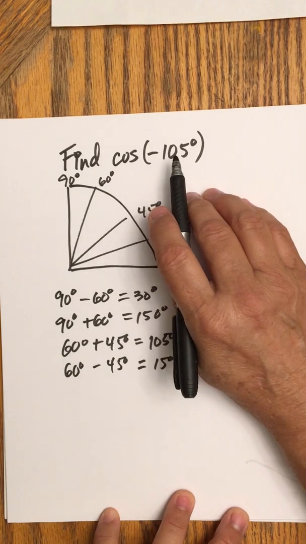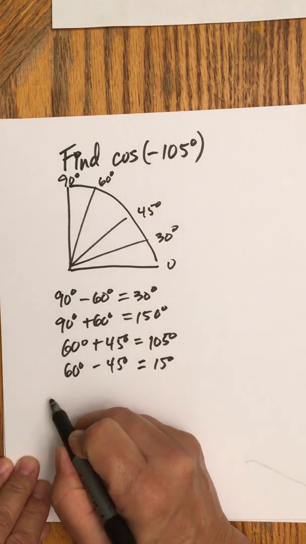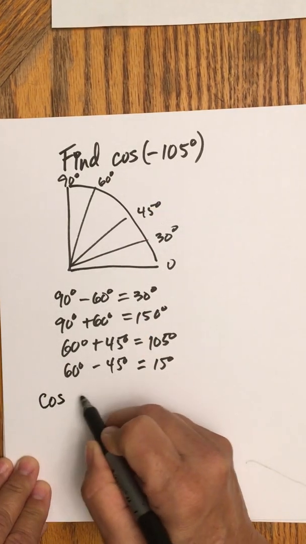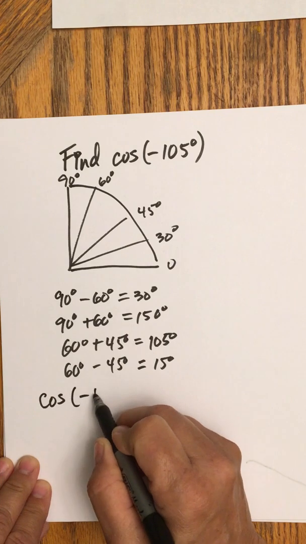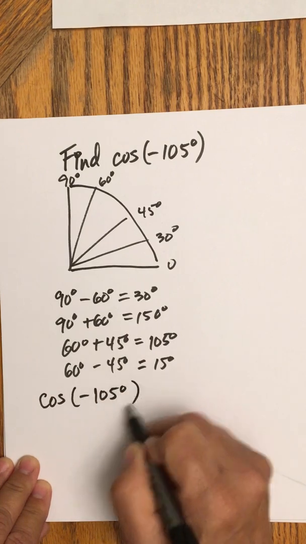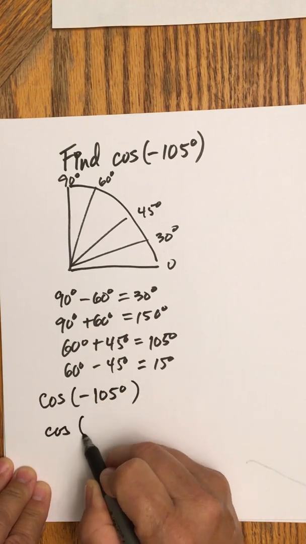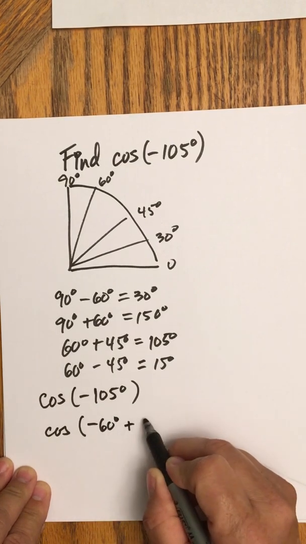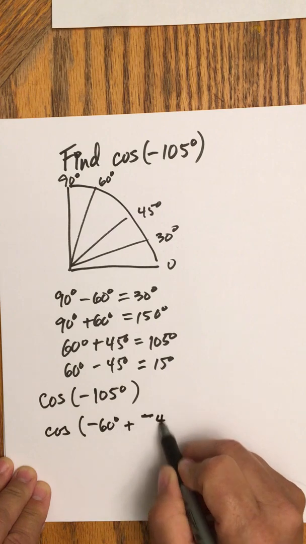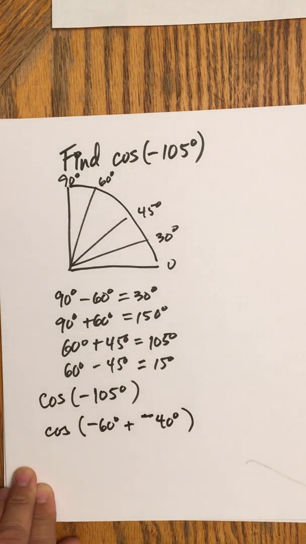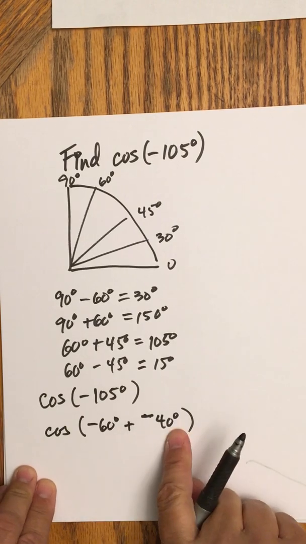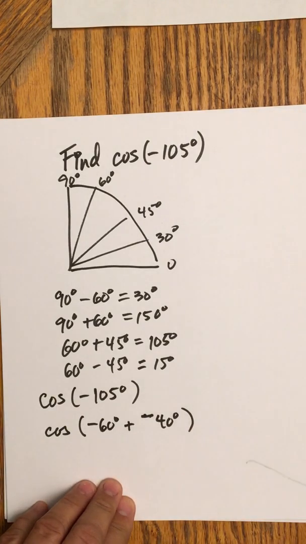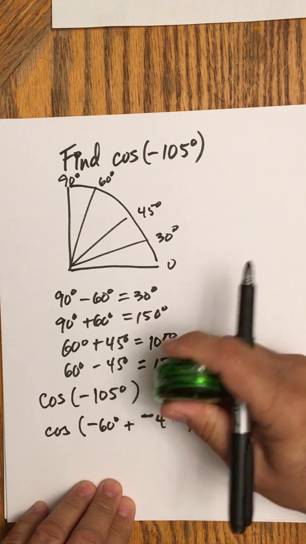So in our case, it looks like we want to do cosine of negative 105 degrees, which would be the same thing as cosine of negative 60 degrees plus negative 45 degrees. And then that would give it to me. Did I say 40? I meant 45 degrees, my apologies.